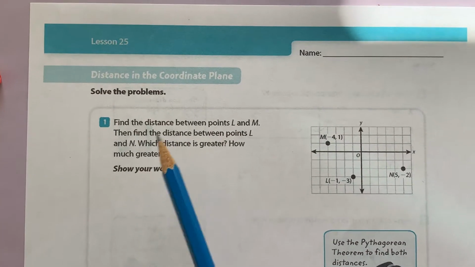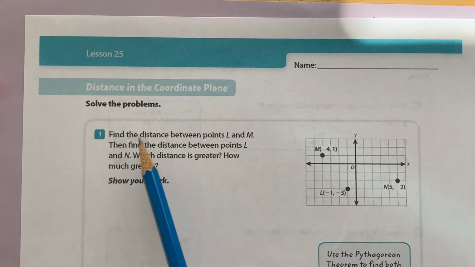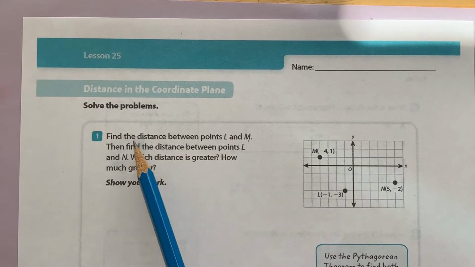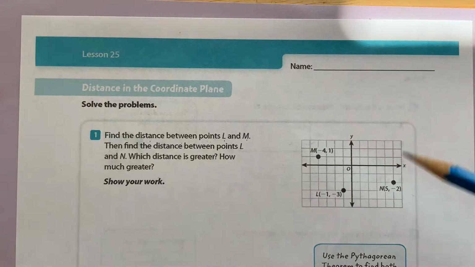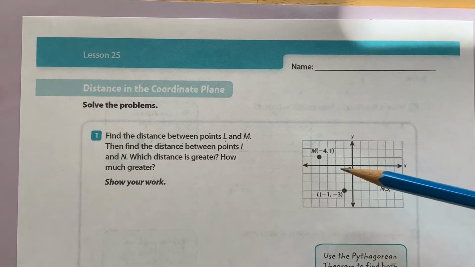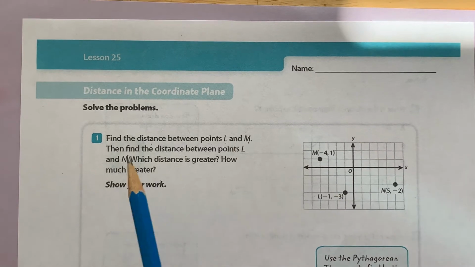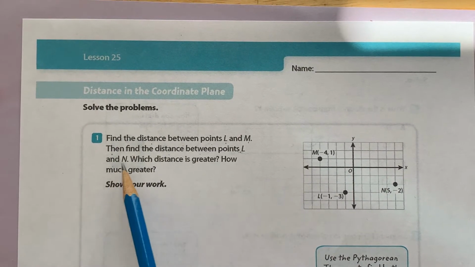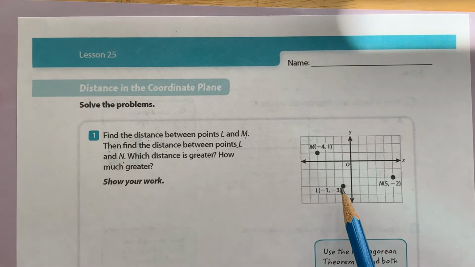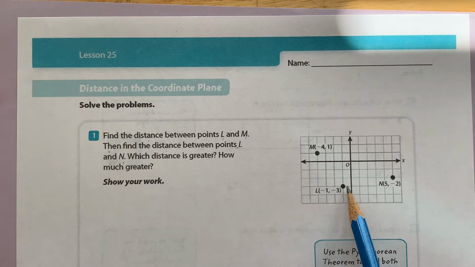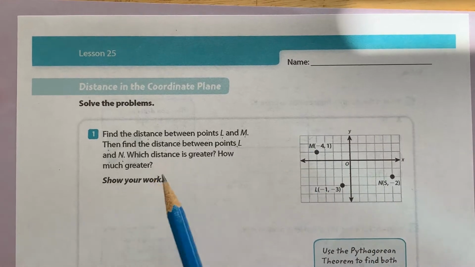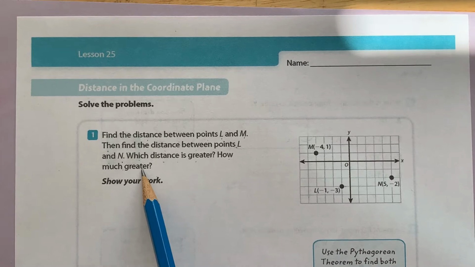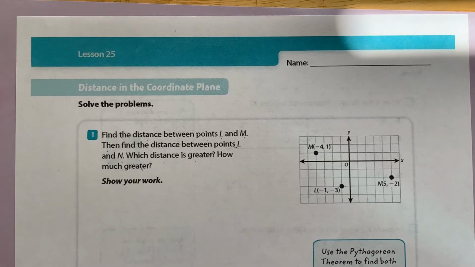Okay, so let's take a look at number 1. We are going to find the distance between points L and M. So I notice that L is right here and M is right here. Then find the distance between points L and N. Which distance is greater? How much greater? So if you'll notice, there's quite a few things that we need to do here.